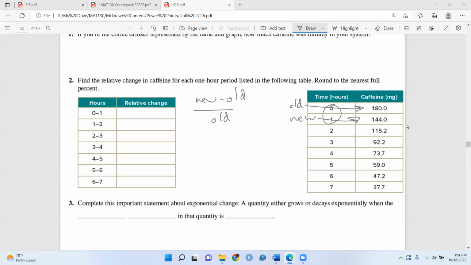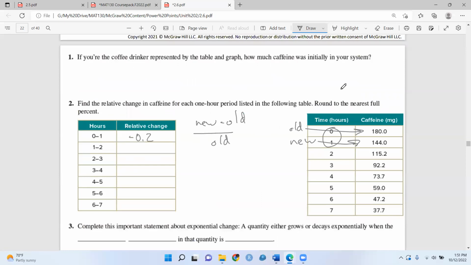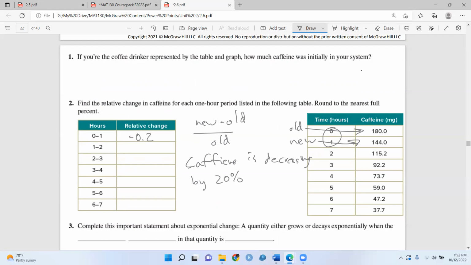Okay, Jennifer, nailed it. Yeah, it's negative 0.2 for all. Can you interpret that number in context? So in context, what we'd say is the amount of caffeine is decreasing by 20% per hour. So we'll just say caffeine. Nice, yes, is decreasing. That takes into account the negative, by 20% per hour after you drank it. All right.